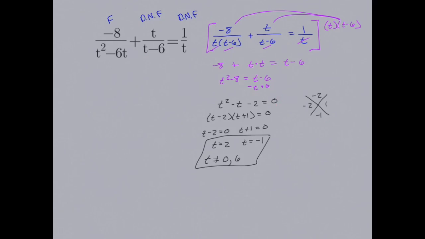We set this up to factor it. Factors of negative 2 that add up to negative 1: negative 2 and 1. So we get our factors. Then we use the zero product property. And we solved, and so we get the solutions of t is equal to 2 and t is equal to negative 1. And then we look at our restricted or critical values, so t cannot equal 0 or 6. So then that would be our answer.